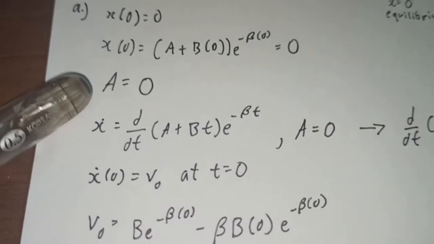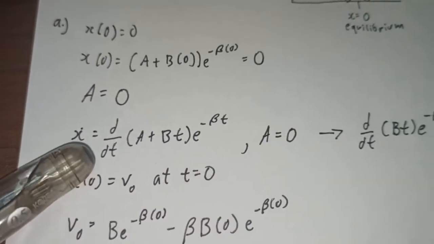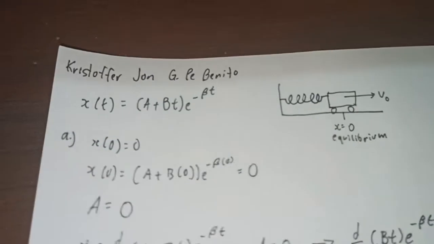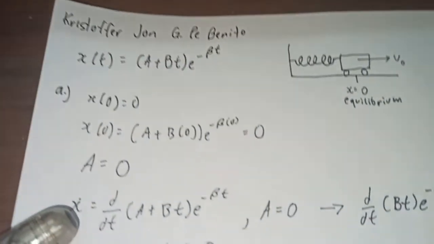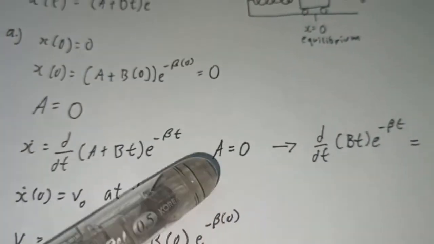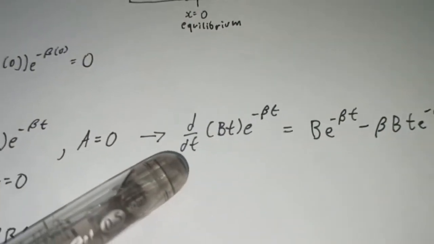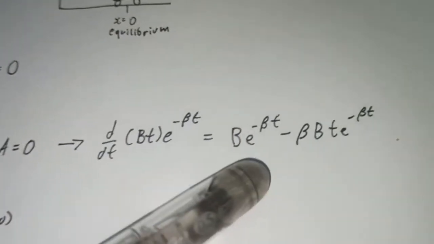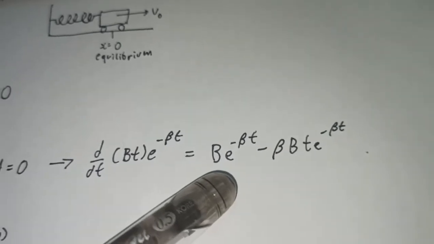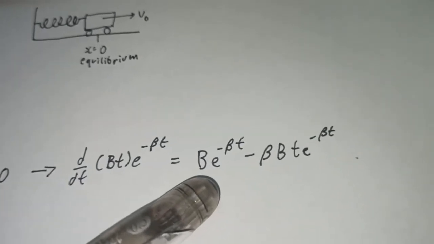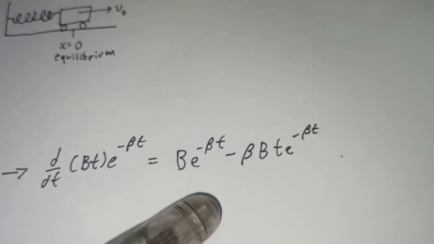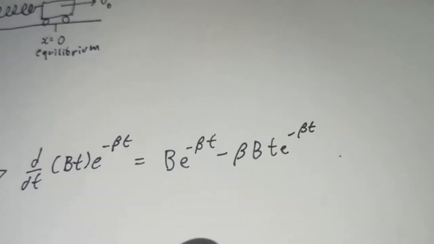And now we get the velocity. We get the derivative of the equation of critically damped motion. But we know from earlier that a is equal to 0, and so we just derive this equation. And we get b times e raised to negative beta t minus beta times b times t e raised to negative beta t.